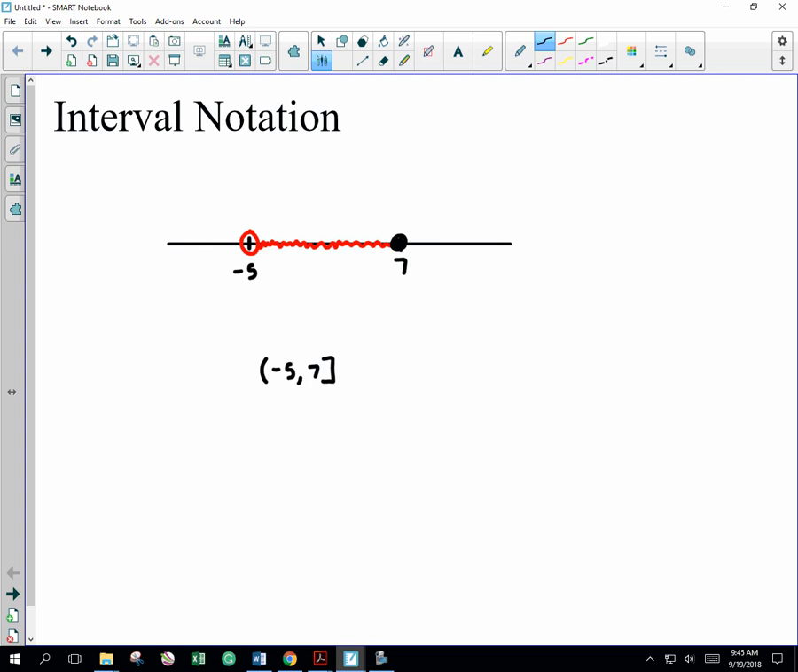Now, what is wrong with this? Let's say someone on the test gives me this. What is wrong with the blue one? It doesn't include the 7, but doesn't include the -5. Wrong. What else is wrong with it? Yeah. It's in the wrong order.